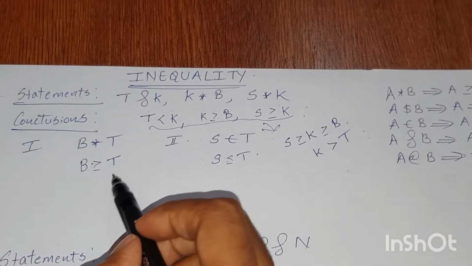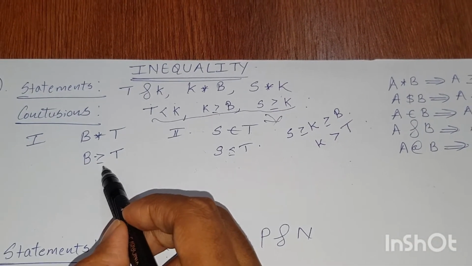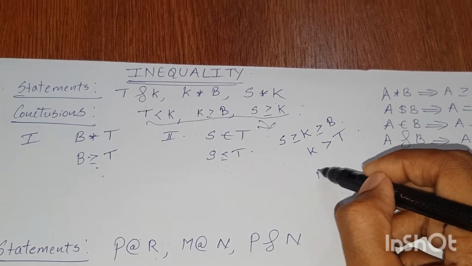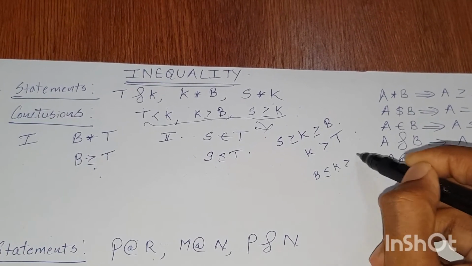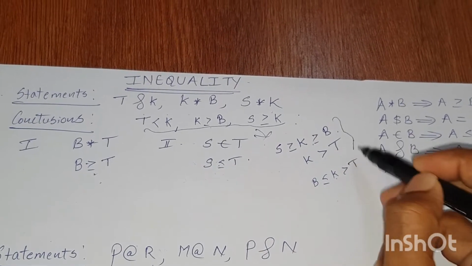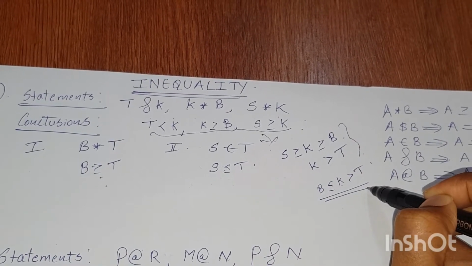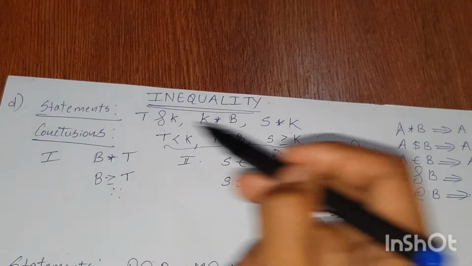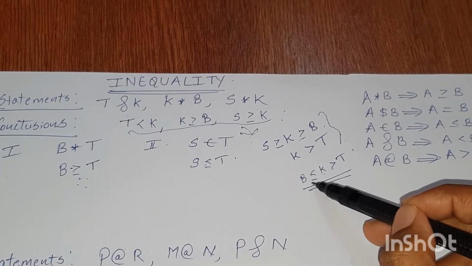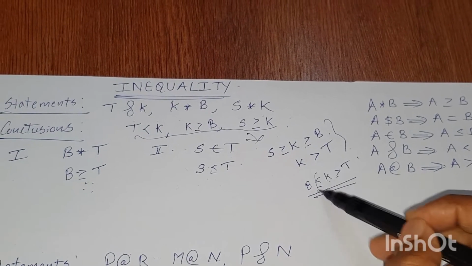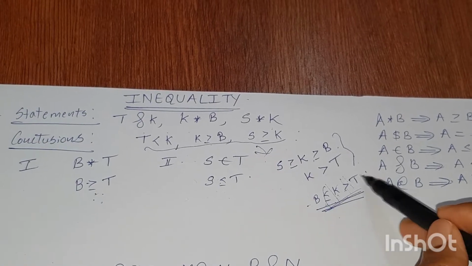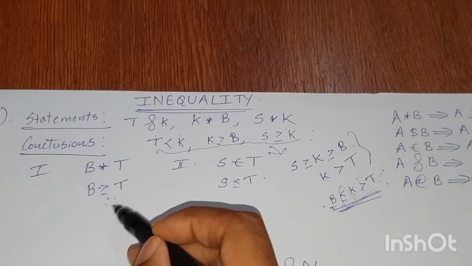Now we have to check whether the conclusions are true or not. B is greater than or equal to T. Is it true? B is less than or equal to K. K is greater than T. From these statements we can rearrange it like this. And in the conclusion B is greater than or equal to T, but here there is no sign for this greater than or equal to. B and T are not connected. So this is not true.